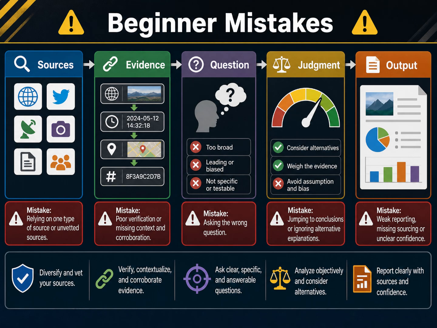A good habit here is to slow down and separate the pieces. What is the fact? What is the context? What is the evidence? What is still missing? If you cannot answer those questions clearly, the conclusion is too early.